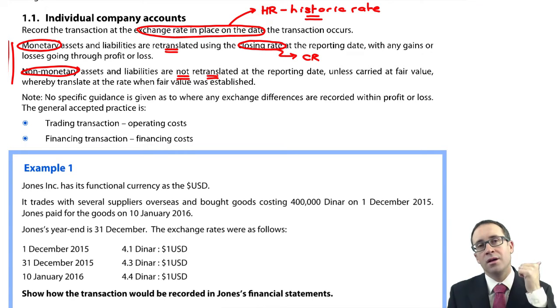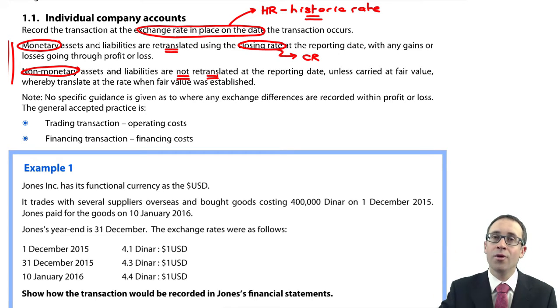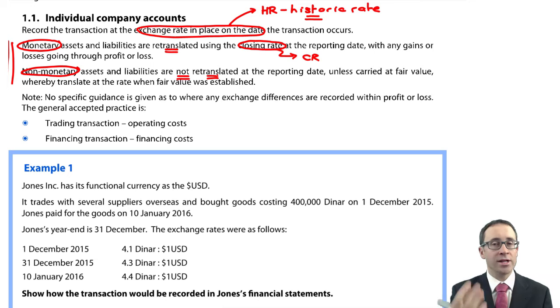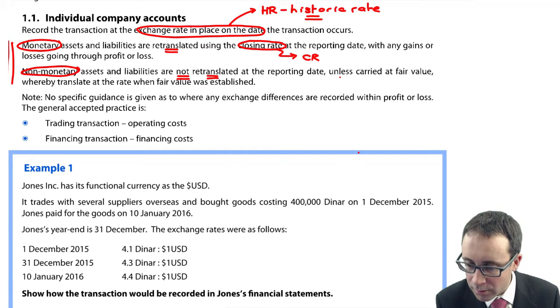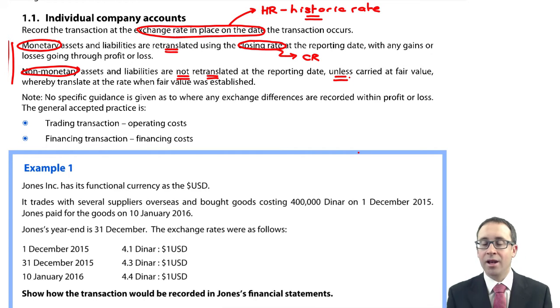So inventory, intangibles, investments, property, plant and equipment are non-monetary. We originally translated them, but at the end of the year, we do not retranslate. Okay. However, there is just a small caveat to that, unless it's carried at fair value, whereby there you translate at the rate when the fair value was established.